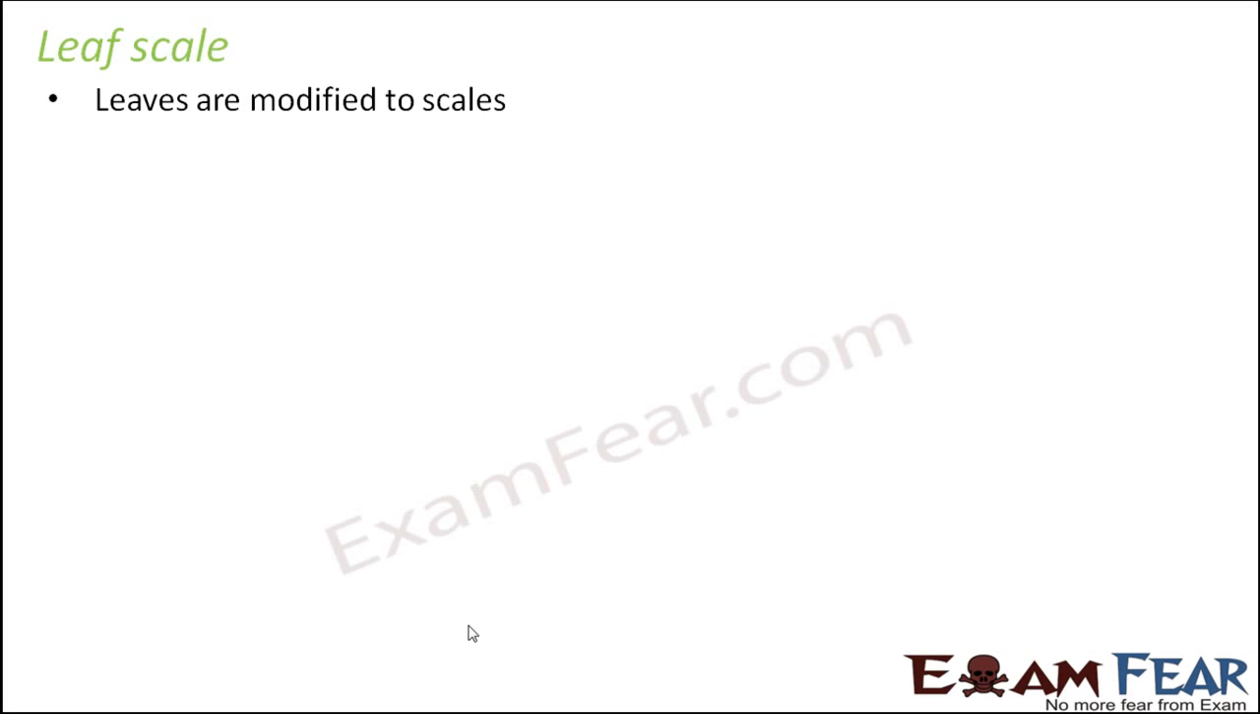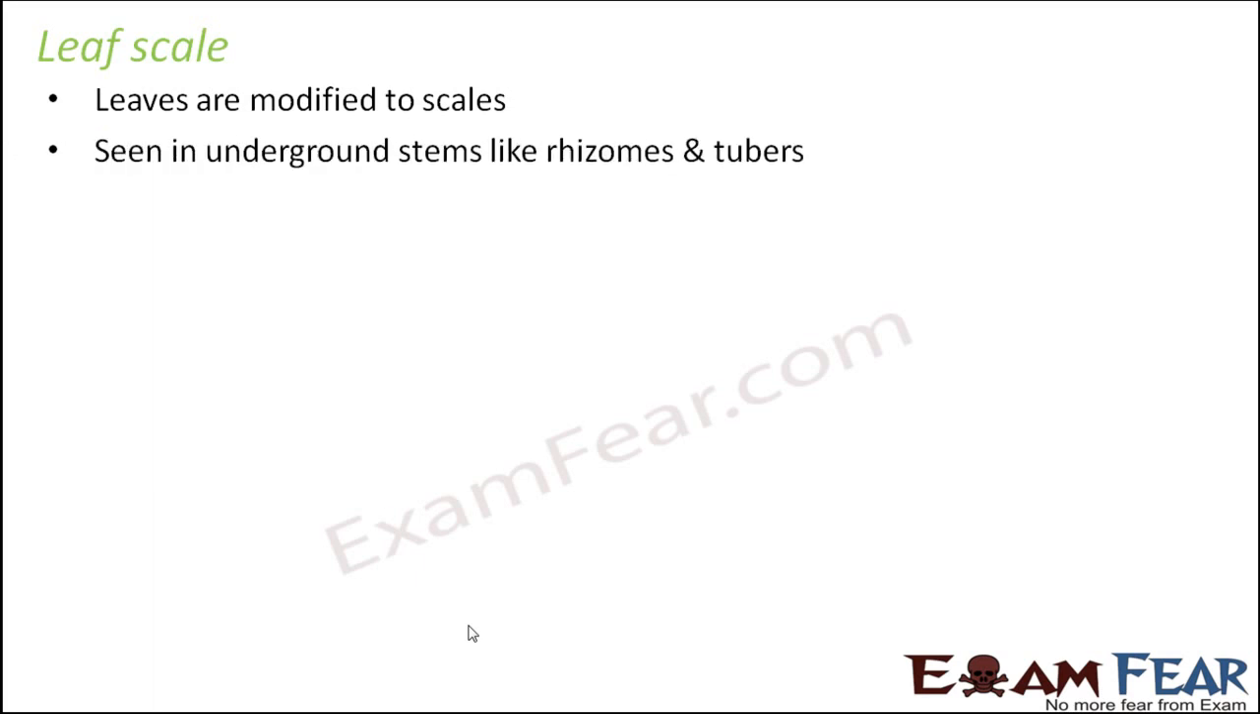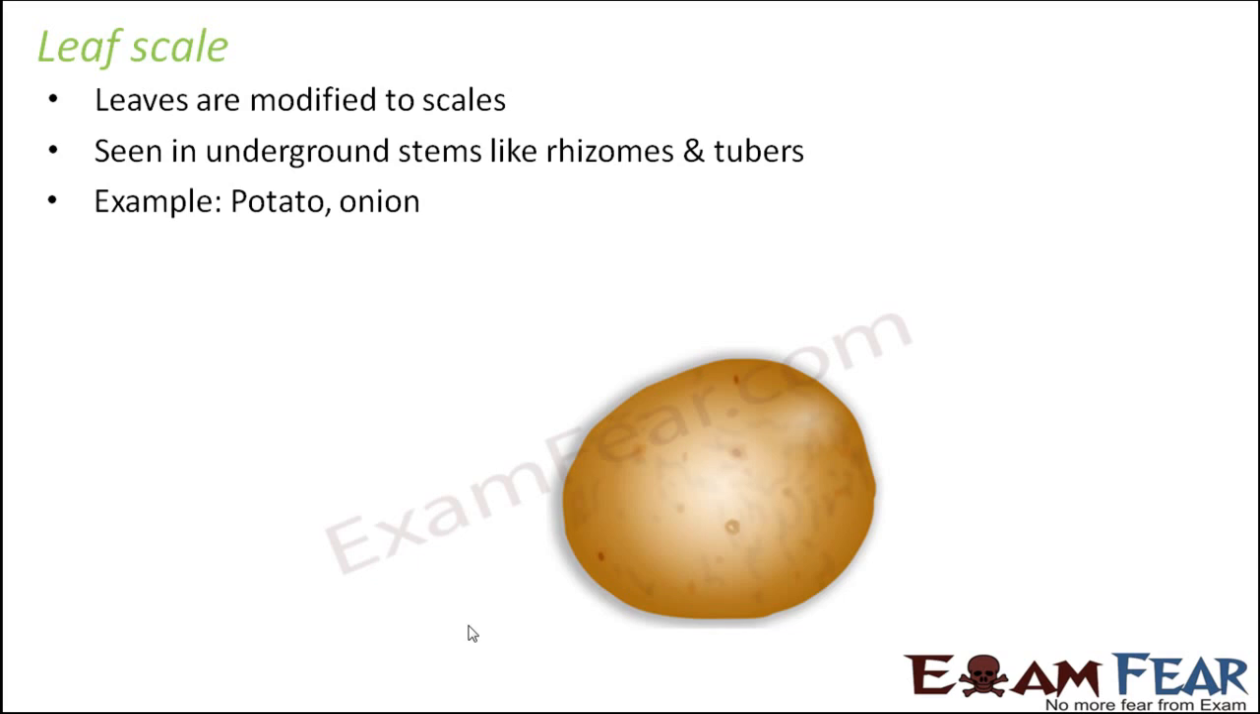A very good example would be potato. So it is generally seen in underground stems like rhizomes and tubers. We have discussed about underground stems, right? Tubers of potato, rhizomes of ginger. So if you look at a ginger or a potato, you can actually see that there are some leaf-like, very thin paper-like structures present over the eye of the potato. If this is the eye of the potato, you actually have these kind of scale leaves present. So these are also modifications or modified structures of leaves.